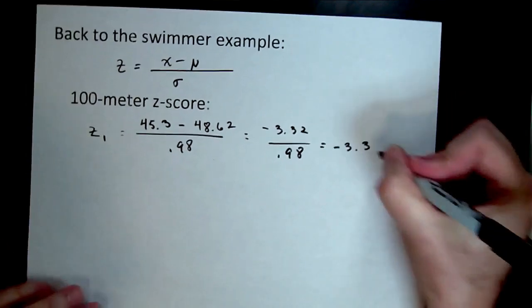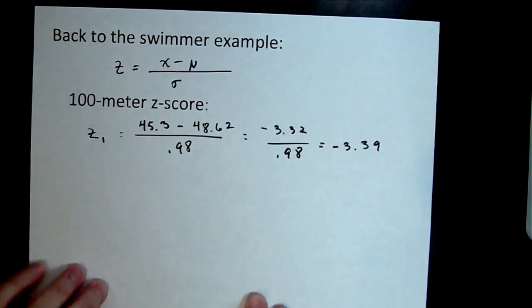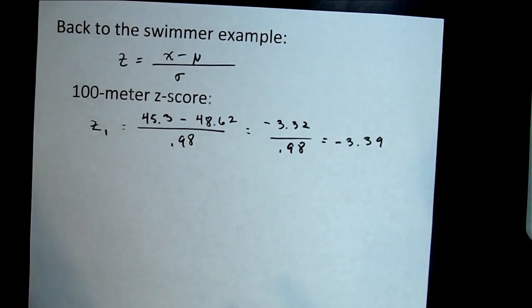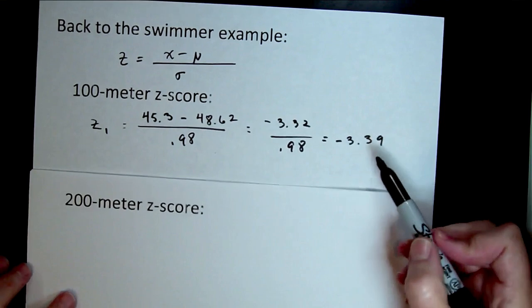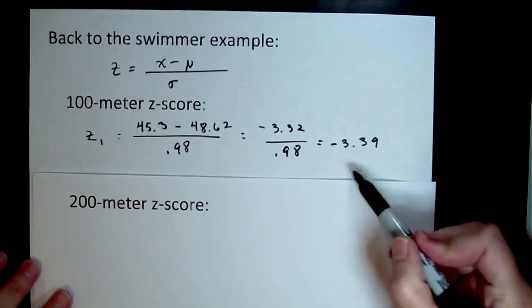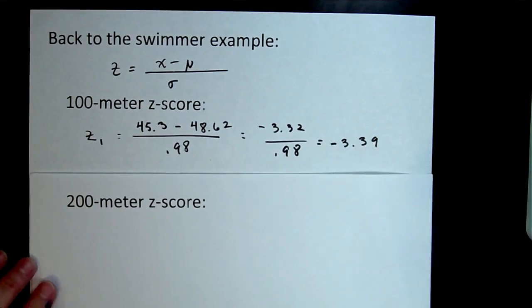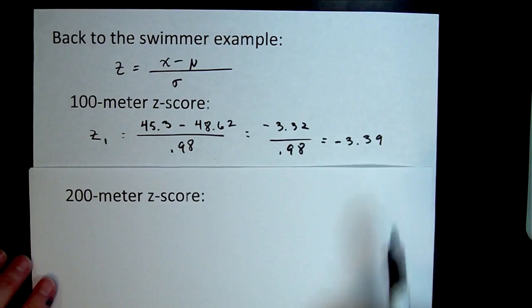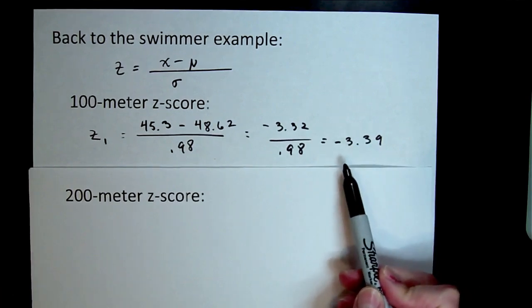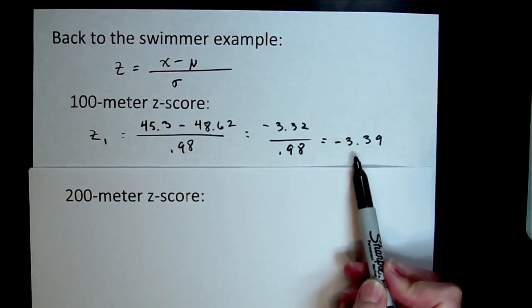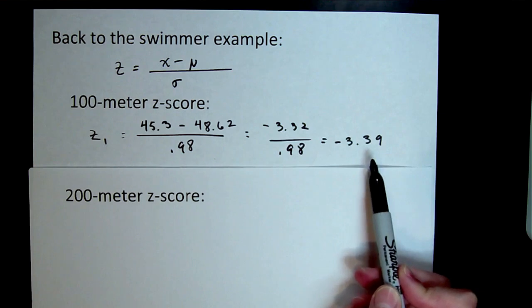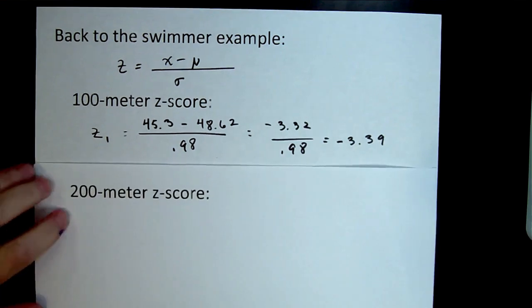Looks like that's a minus 3.39. Okay. So this means that he is 3.39 standard deviations better than the average, right? His time in the race is 3.39 deviations below the average time, so he's that much faster.